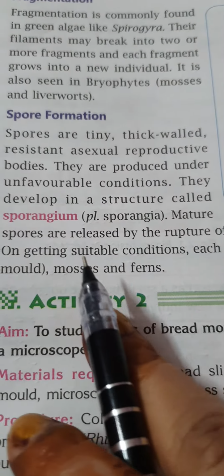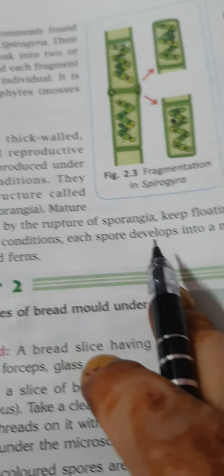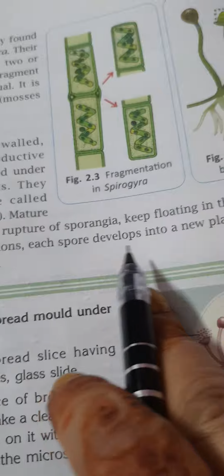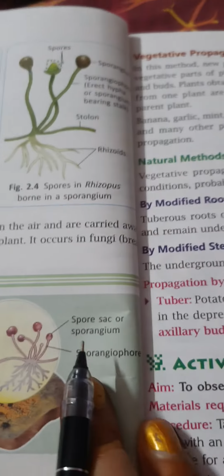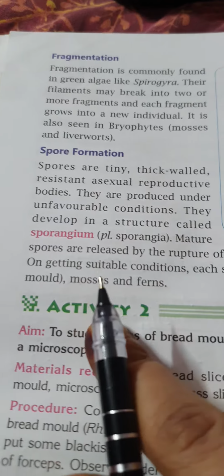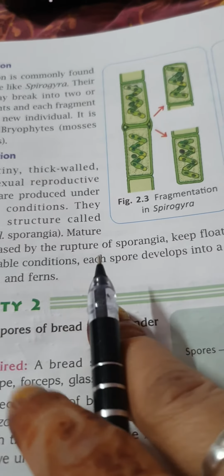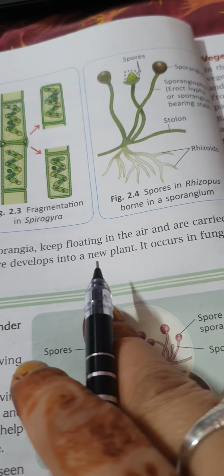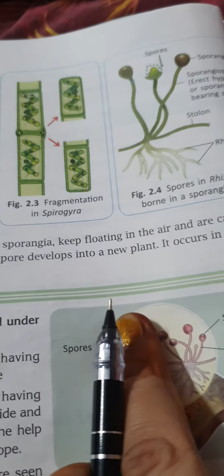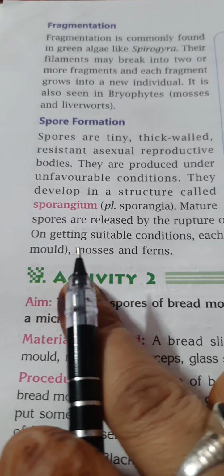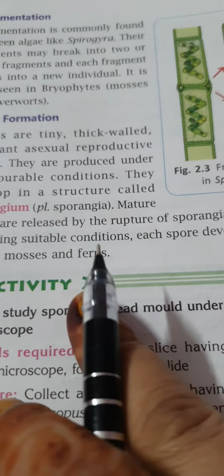Mature spores are released by the rupture of sporangia, keep floating in the air and are carried away. On getting suitable conditions, each spore develops into a new plant. It occurs in fungi, bread mold, mosses and ferns.